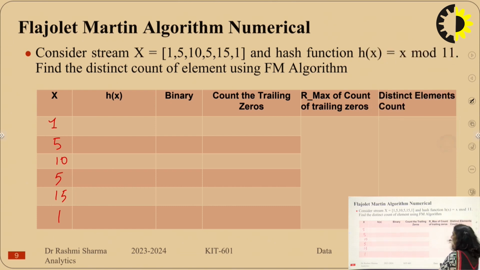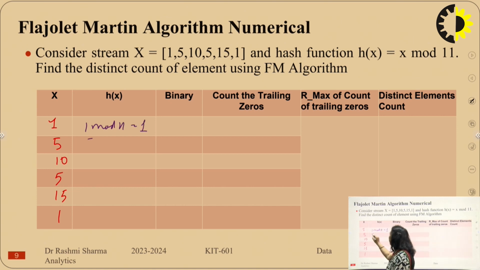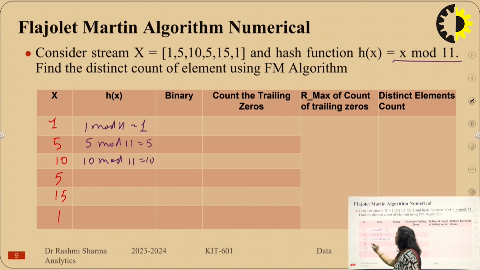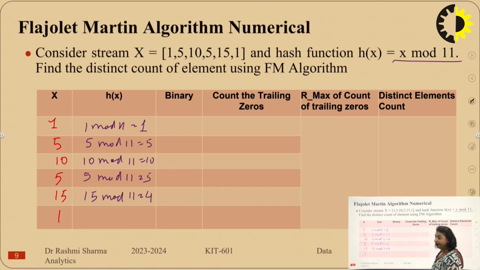Now I find the mod values, because I have the function x mod 11. 1 mod 11 gives me 1, then 5 mod 11 gives me 5, 10 mod 11 gives me 10, 5 mod 11 gives me 5, and 15 mod 11 gives me, well, I have to find the remainder. It goes one time and the remainder is 4. And again 1 mod 11 is equal to 1.